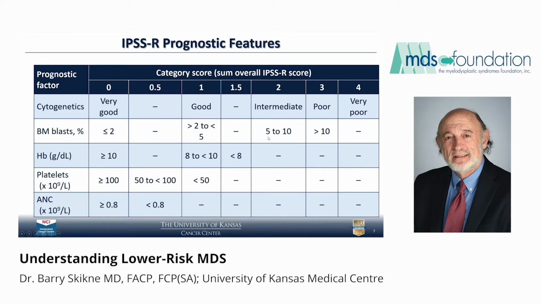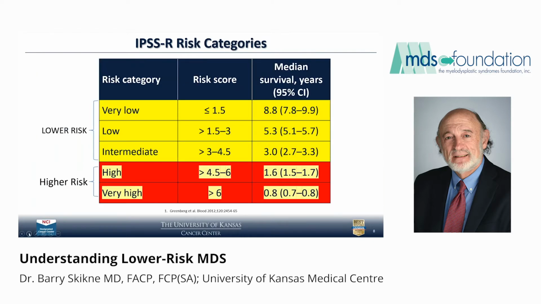So that person would have a score of 6. And so we go to the next slide that then shows how we further classify this according to the score, the total score. So you can see lower risk MDS is noted in yellow, and there are 3 categories of it: very low, low, or intermediate MDS, and it depends on the score. So intermediate would have a score greater than 3 and up to 4.5.